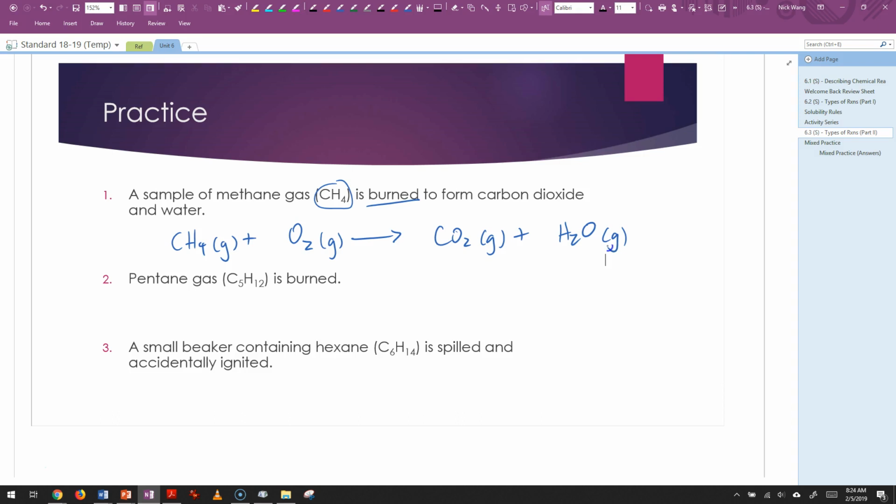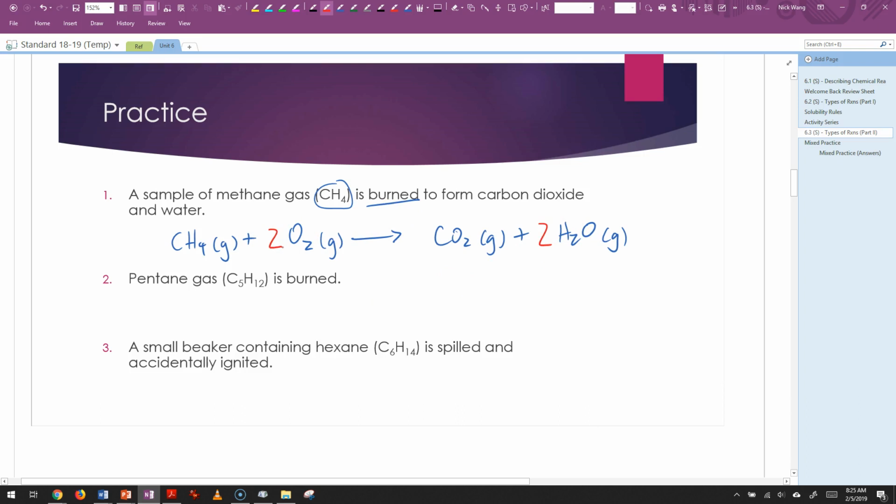Right now, we have to double the hydrogen. I'll do this in another color to make it more obvious. We have to double the hydrogens, or at least make sure this right side has a total of 4 hydrogens. Now there's a total of 4 oxygens on the right side. So on the left side, we're going to throw a 2 in front.